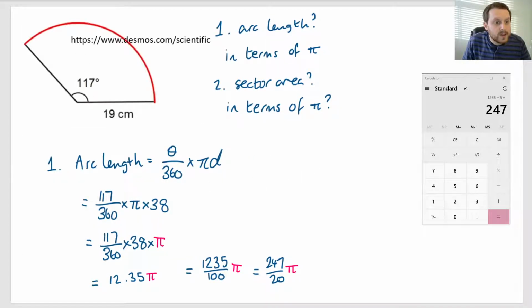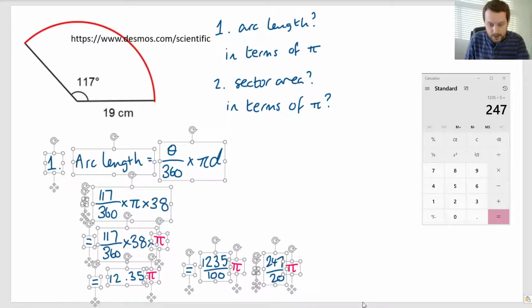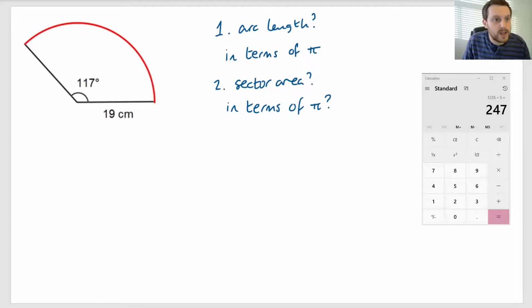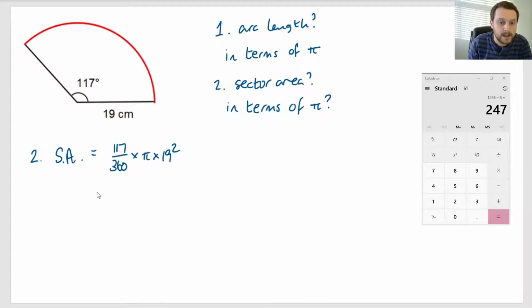Right, let's do another example. Let's do question 2. Actually, let's do that now. Show you the same idea. So number 2, of course, the sector area is going to be 117 over 360 multiplied by pi times 19 squared. So this is 117 over 360 times 19 squared times, you guessed it, I'm just going to put pi at the end. It's not even really going to get involved, is it?